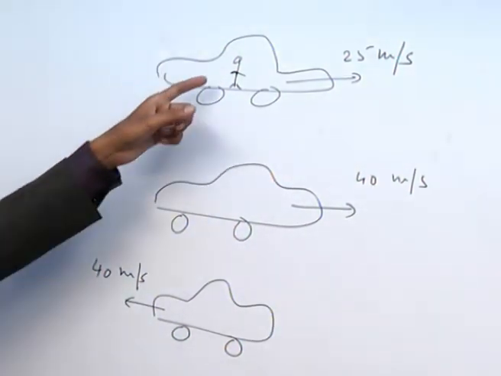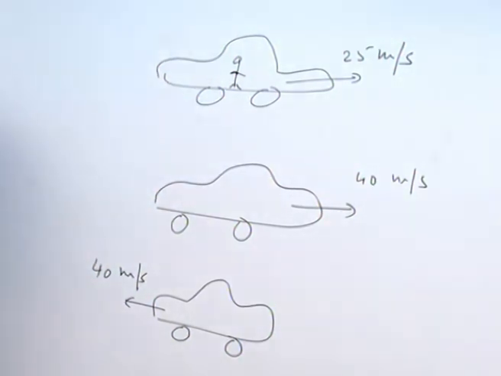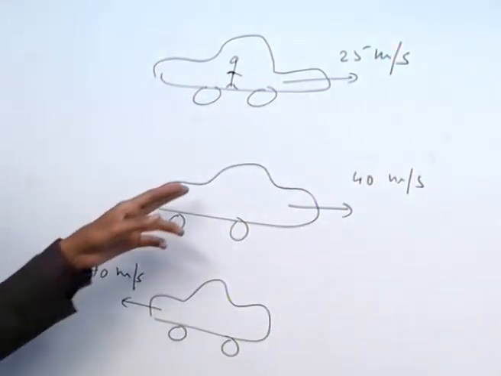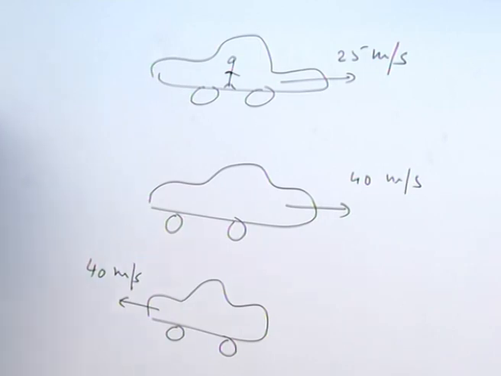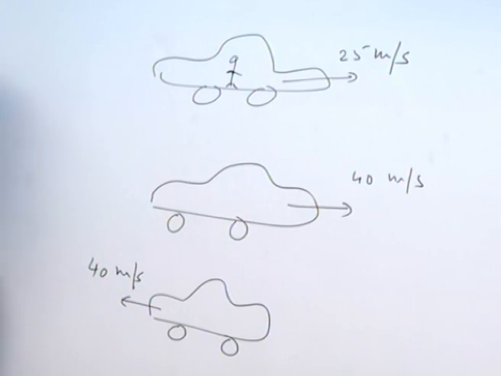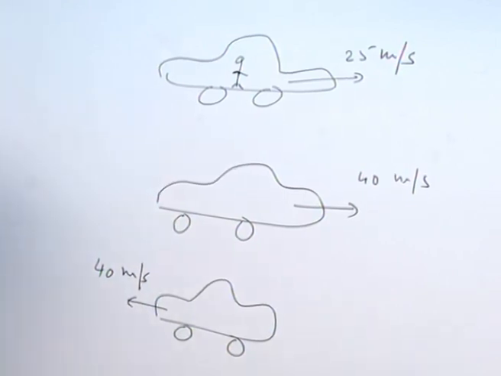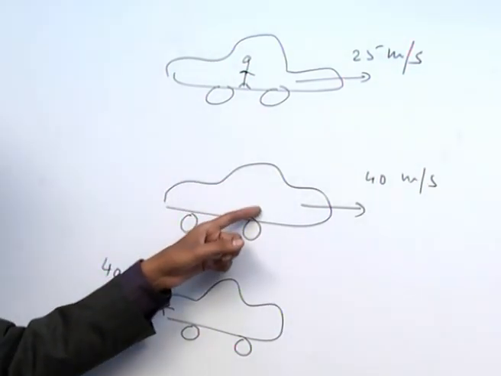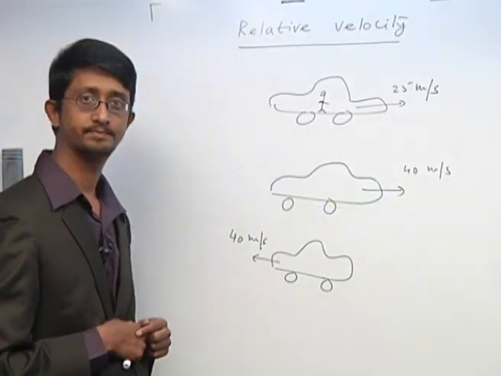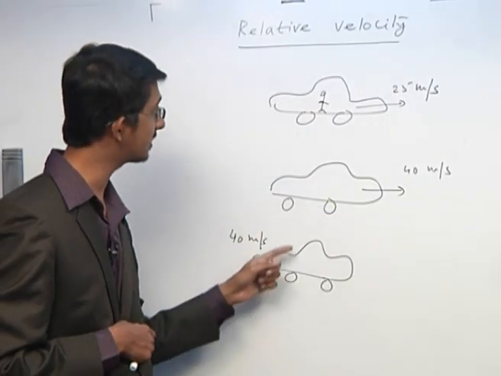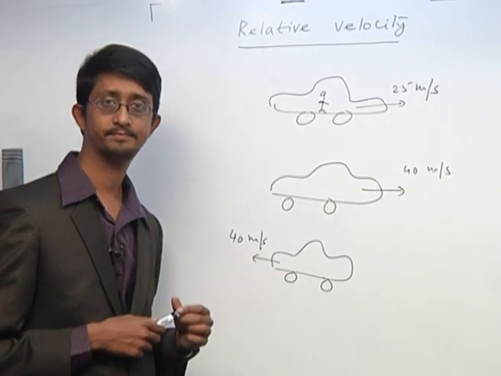Here the observer is traveling in a car with a speed of 25 meters per second, and there are two other cars which are going with 40 meters per second, one in the same direction as the observer and the other in the opposite direction. So how do we calculate the velocity of this car as seen by this observer, and similarly velocity of this car as seen by this observer?